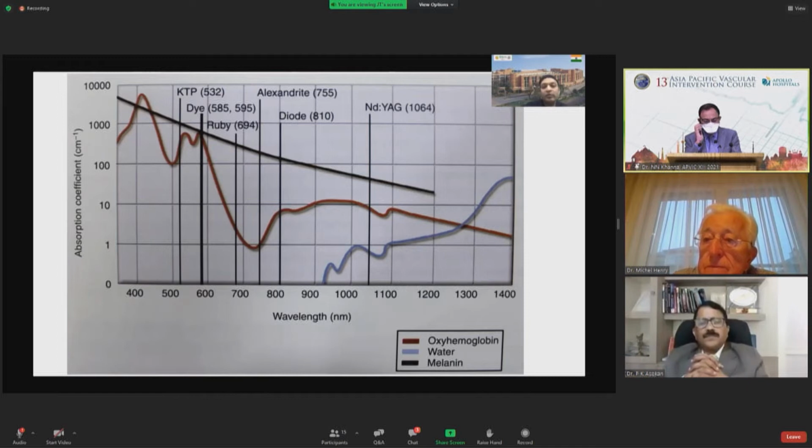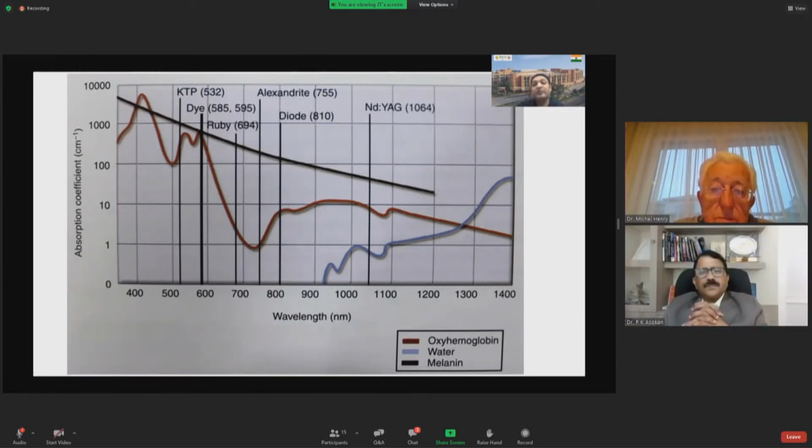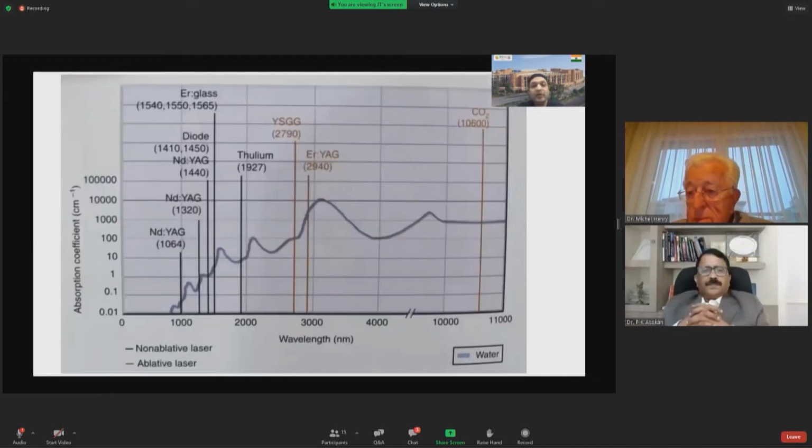When we look at oxyhemoglobin, with the Nd:YAG, very little gets absorbed. The 1064 wavelength is very little absorbed by oxyhemoglobin. So if you want to target oxyhemoglobin, then you should use a KTP laser or a ruby laser. And if you want to target, let's say, melanin, which has the highest absorption, you can use a KTP or diode laser. So, the higher the absorption coefficient, the higher the damage.